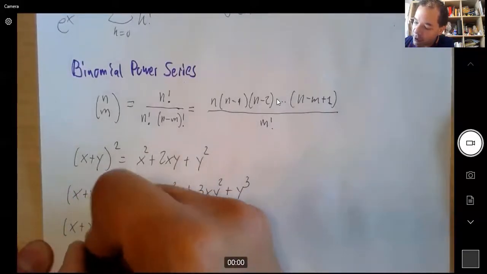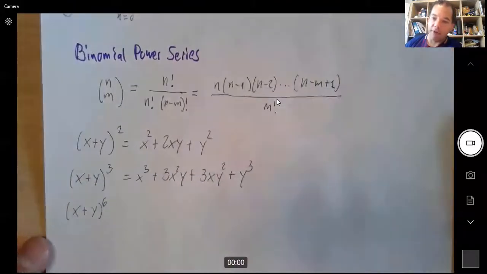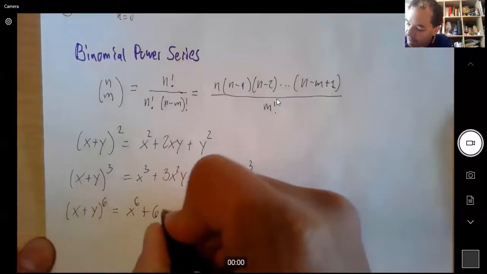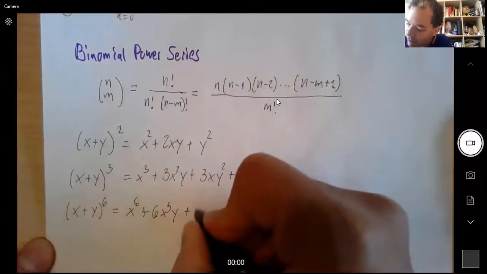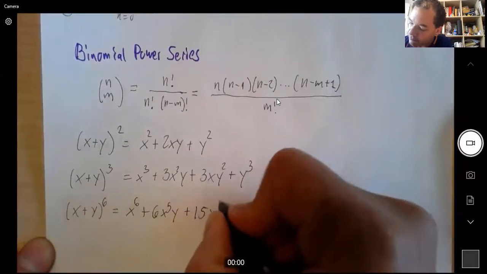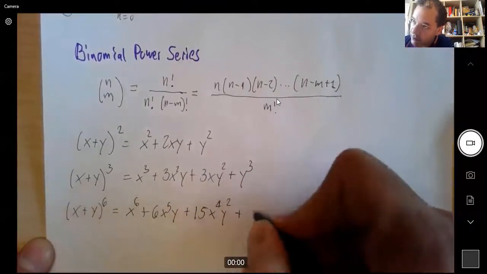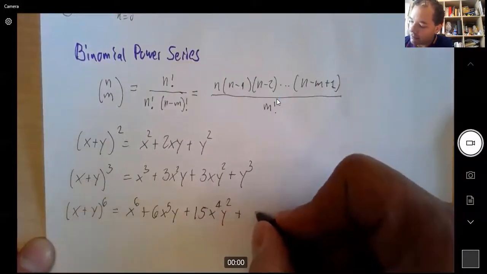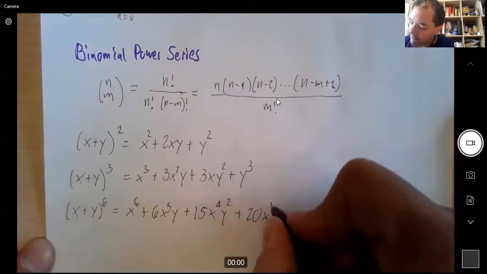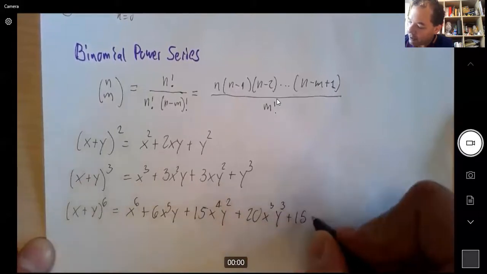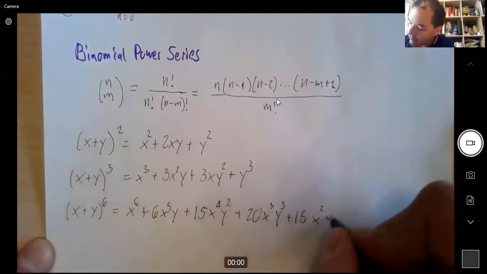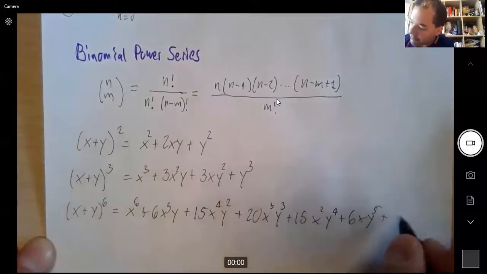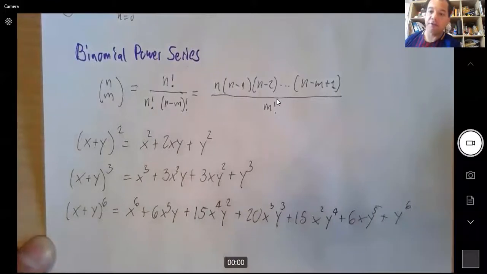Let's go x plus y to the 6th power, right? If you've ever wondered how you can do x plus y to the 6th, well, this is this one over here. And I'll tell you in a moment where these numbers come from. Next one is 20, I believe. Then 15 x squared y to the 4th, 6 x y to the 5th, and last y to the 6th. Right, lots of terms, right?